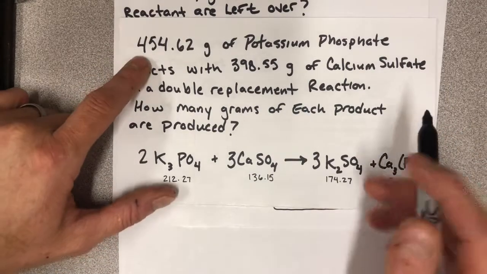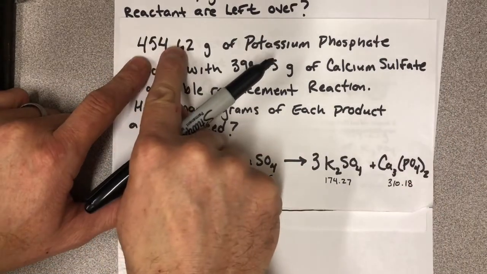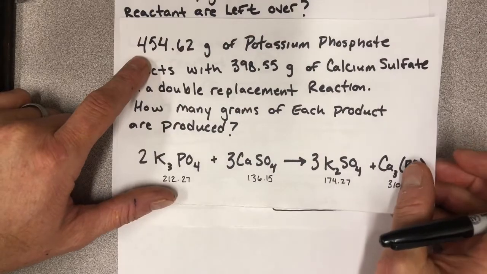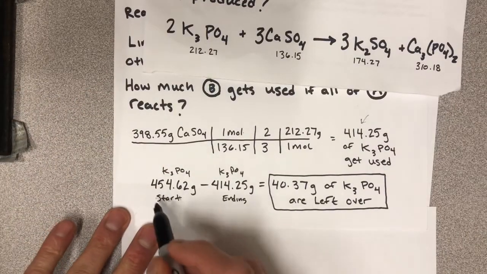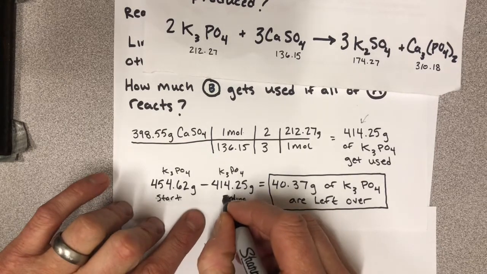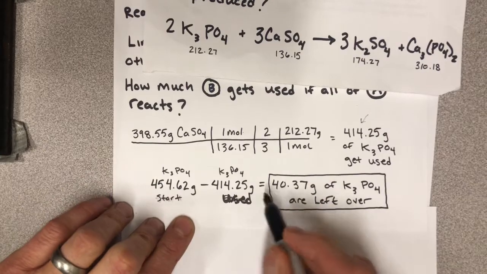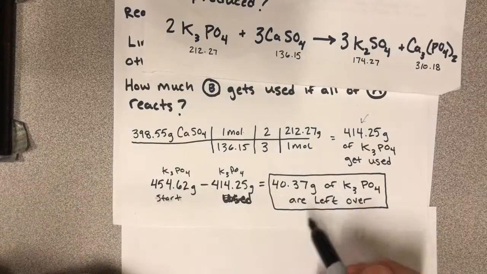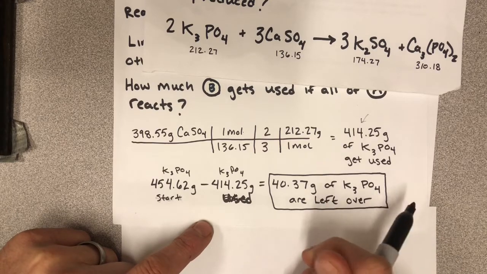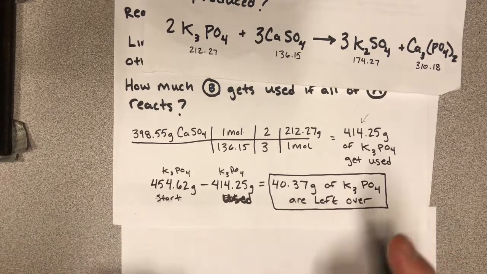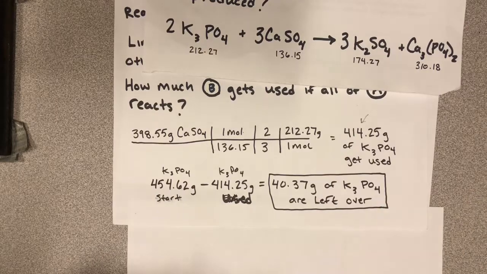But now that we know how much of it we started with and how much of it got used up, then we can just subtract those values. This is the starting, this isn't the ending, this is like the used, the amount used. And then we get that 40.37 grams of that potassium phosphate are leftover and unreacted. So, lots to keep track of, but practice makes perfect, and we'll do a bunch of these in class.